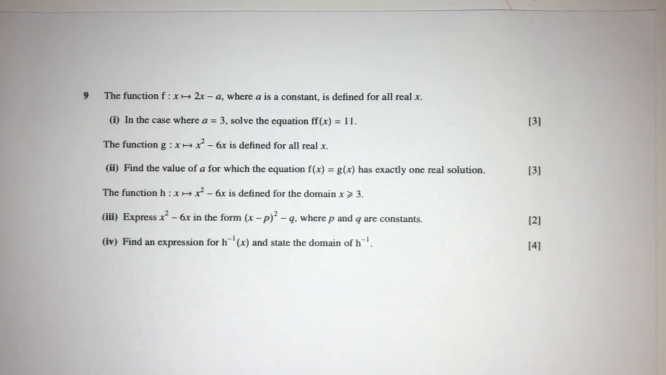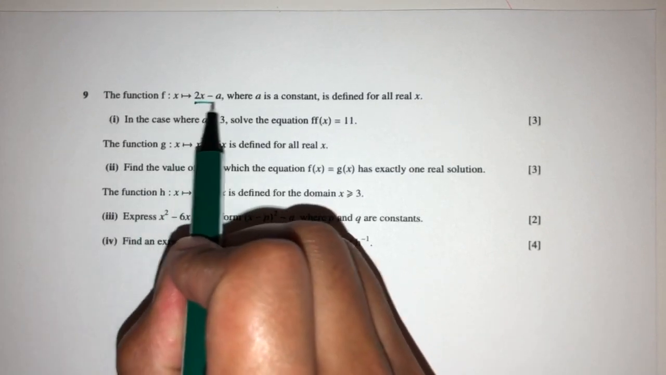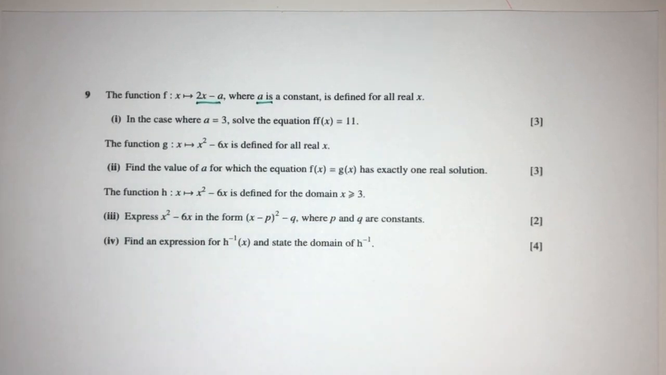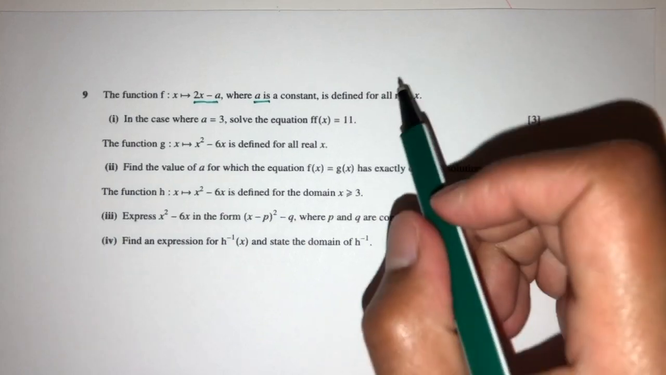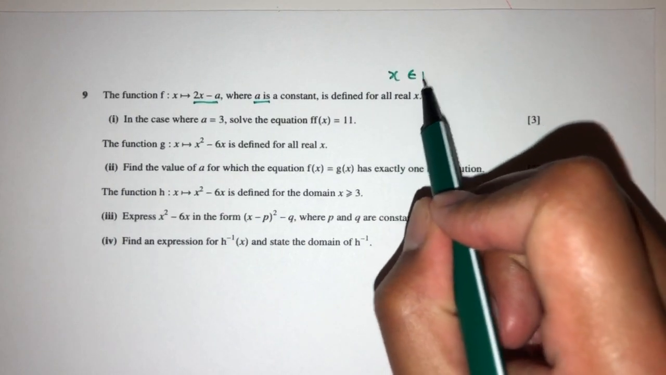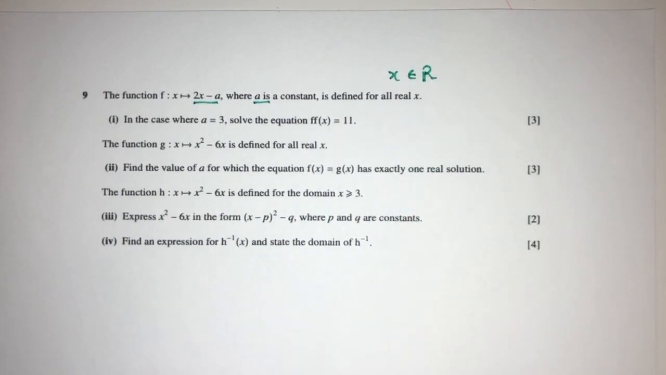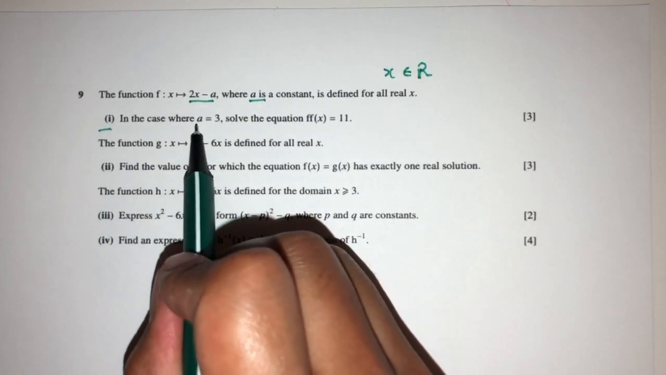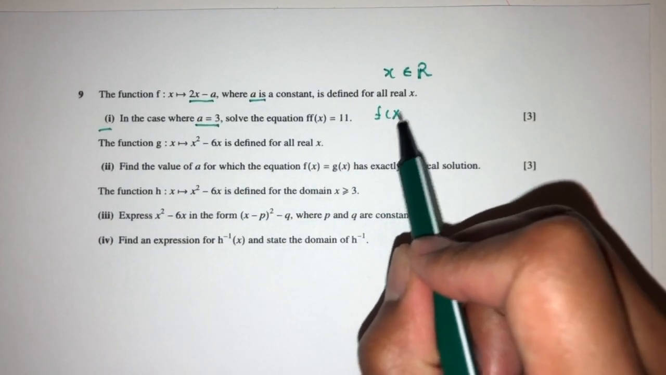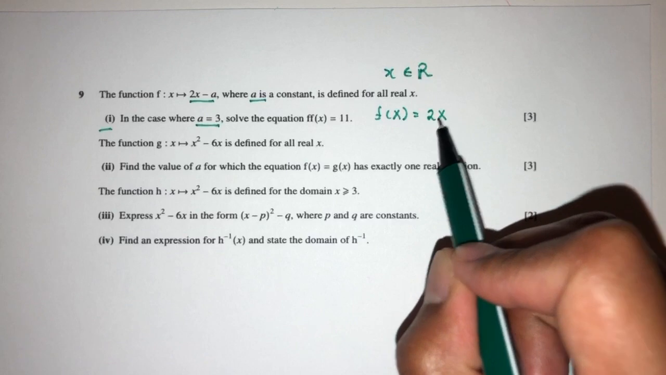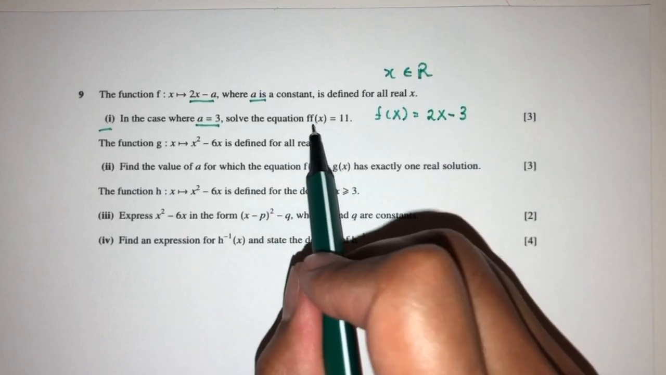So here we have the function f of x is equal to 2x minus a. Now where a is a constant that we need to find, I think. Now x is defined for all real values, so x can take any values. Now part 1, in the case where a is 3, which means f of x has to be 2x minus 3, we have to solve this equation.